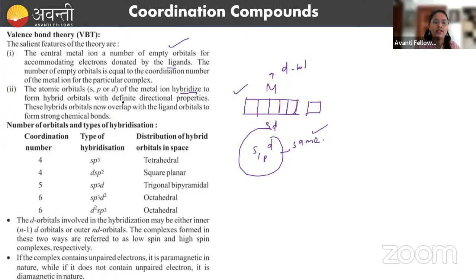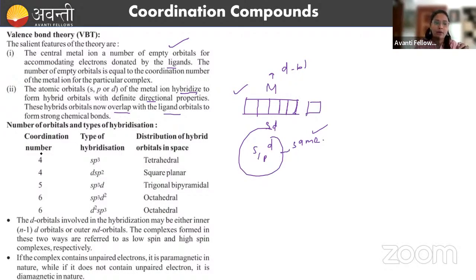So these hybrid orbitals with definite directional properties are now going to overlap with the ligand's orbital. So before approaching the ligand, all these things are going on inside of the metal atom, and as soon as the hybrid orbitals are formed, the ligand will give their electrons, and in those hybrid orbitals of the metal atom, those electrons are going to be accommodated.